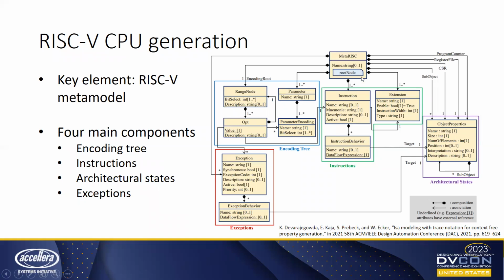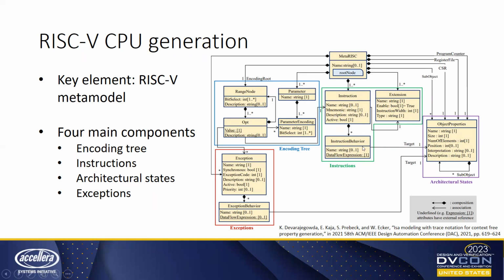This meta model is composed of 4 main components, which would be encoding root, exception, instructions, and architectural states. So the encoding tree defines parameters and the format of all the instructions. So here we can define not only RISC-V instructions, but a different kind of RISC instructions.